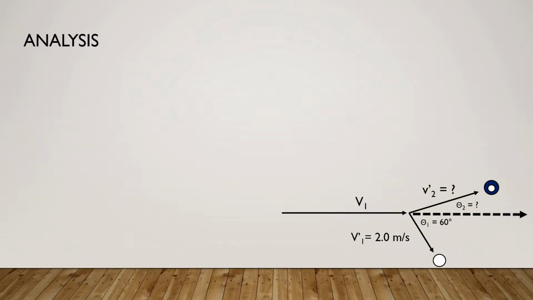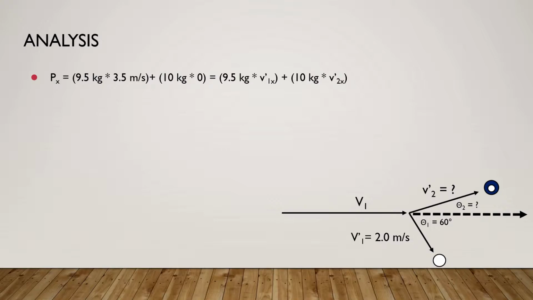When plugging in the masses and initial velocities of both balls into the horizontal momentum equation, we arrive at the equation 33 kilogram meters per second is equal to 9.5 kilograms times v prime 1x plus 10 kilograms times v prime 2x.